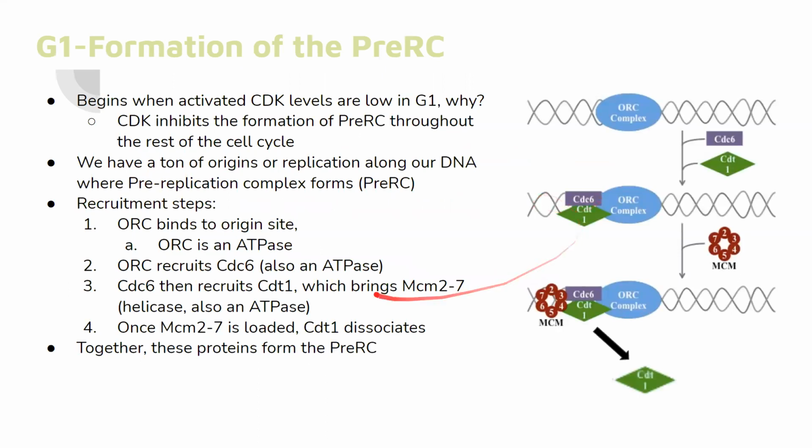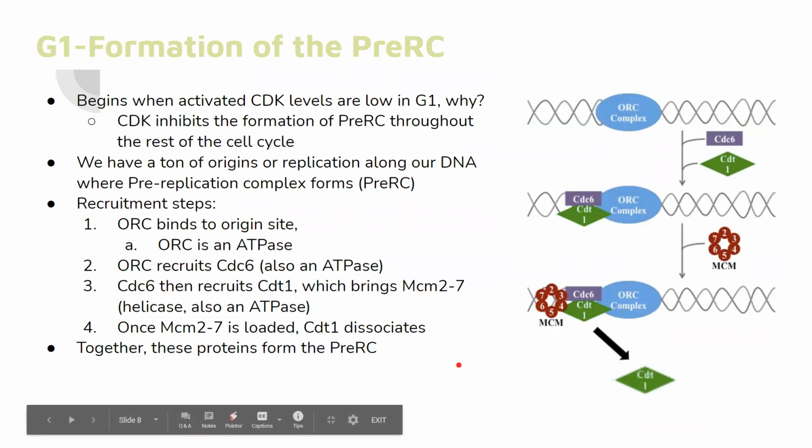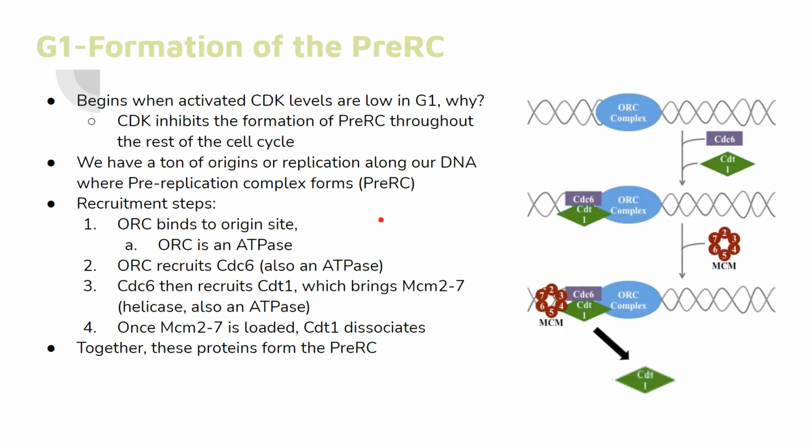Okay, so this pre-replication complex, or the pre-RC, forms when activated. So it begins to form when activated CDK levels are low in G1. This is because CDK inhibits the formation of the pre-RC throughout the rest of the cell cycle. The reason for this is we only want one round of DNA replication, because you don't want to replicate your DNA multiple times. You only want to replicate it once. So this is why the CDK inhibits the formation of the pre-RC throughout the rest of the cell cycle. So it starts to form at the beginning when CDK levels are low.